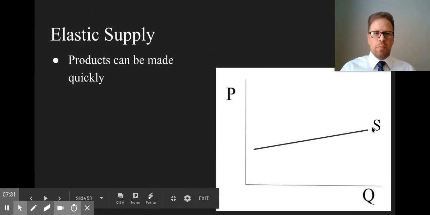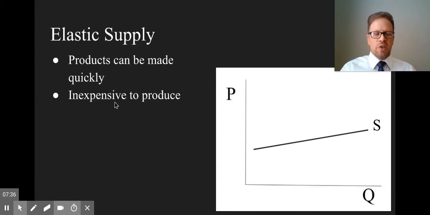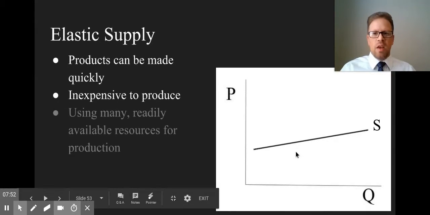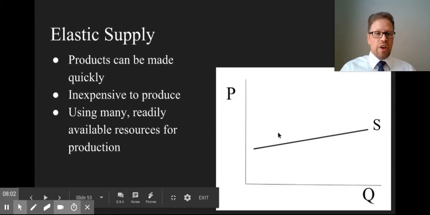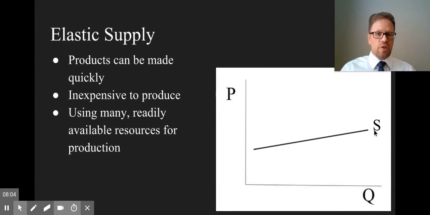So if price goes up, it's going to be very easy to increase the production. Also, inexpensive to produce. Things like, again, paper clips are really easy to make. They don't cost you hardly anything at all. You're just getting like a little sliver of steel. It's not going to be very expensive at all to produce. So if the price went up, it will be very easy to increase the production of that item. And also using many readily available resources for production. So if what it takes to make an item is readily available, it's going to be very easy to just crank out more product if the price of that product starts to increase.